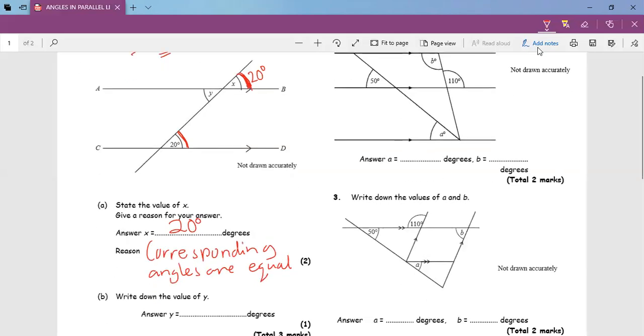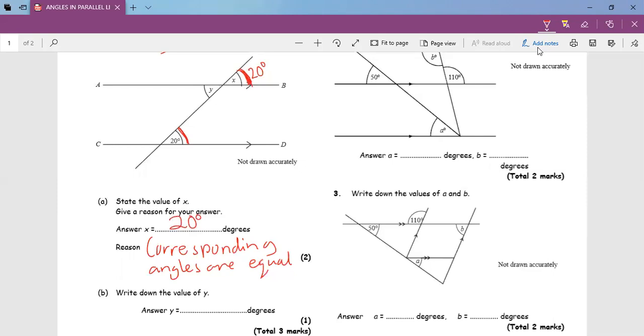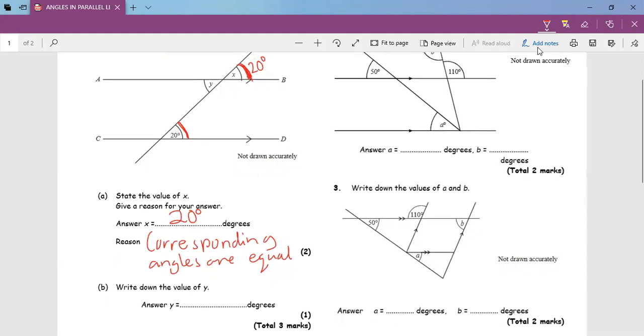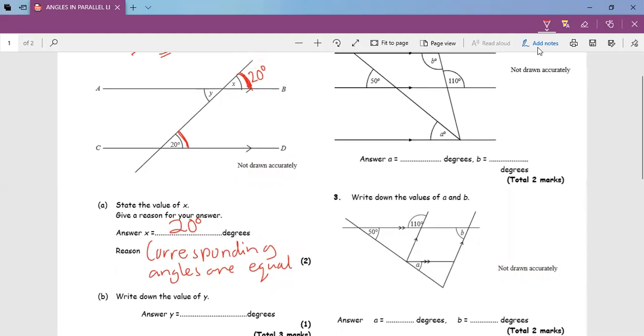Part B, write down the value of Y. So, if I check properly, the value of Y here is also 20 for a number of reasons. Previously, it was alternate. If you look properly, this 20 and this one, they are alternating. But also, in the other part up there, they are vertically opposite. So even these two are equal because of vertically opposite.